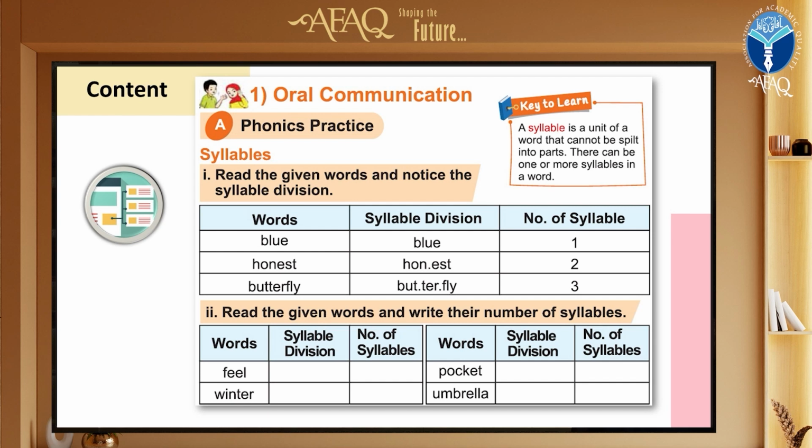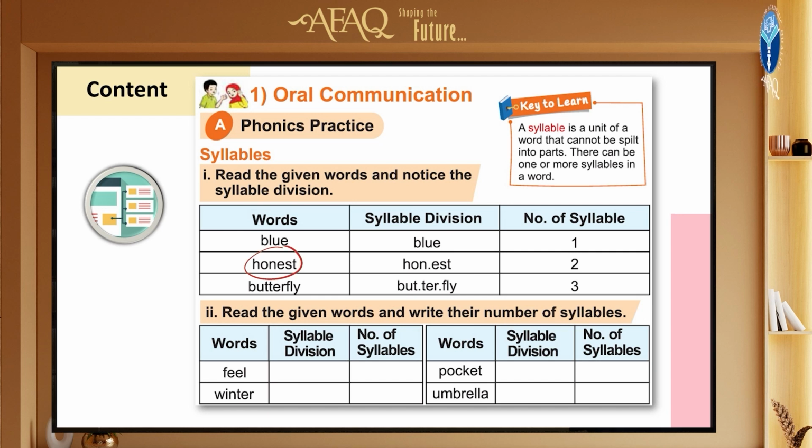So here are some words, and the first word is blue. What do you think? How many syllables does it have? Can we break it into some parts? Blue. We cannot say bal u. No, because the first letter is merging with the vowel. So it's blue. It has one syllable.